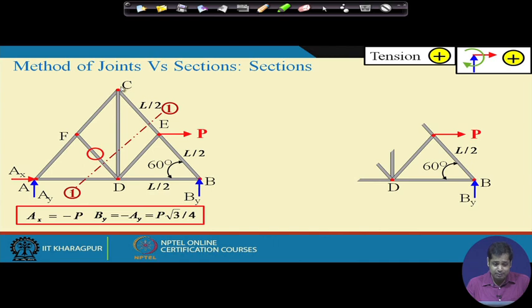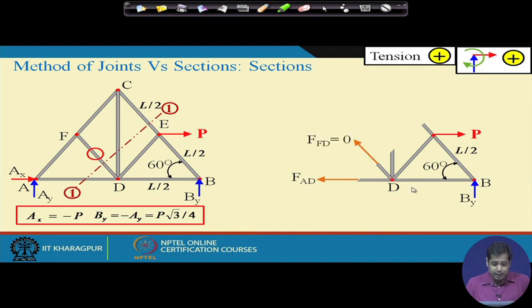Now, this section cuts member CE, member CD, member AD, and member FD. So naturally, there will be member forces that need to be shown in this free body diagram. And what are the member forces? The first is in member AD. So this will be the member force in AD. Again, tension is positive when you are writing a member force, so this direction is positive. This represents that it is under tension.